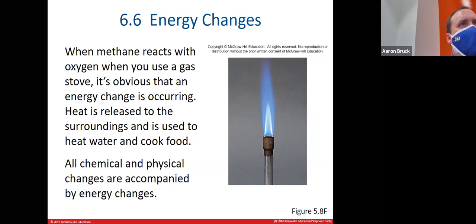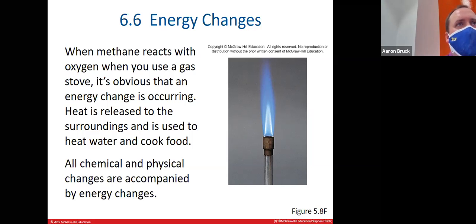If I take a block of ice out of my freezer and let it sit on my kitchen counter, there is going to be a heat transfer that occurs because the heat of my kitchen is going to go into the ice to, first of all, warm it up to room temperature and also to melt it. There is an energy change going on there.